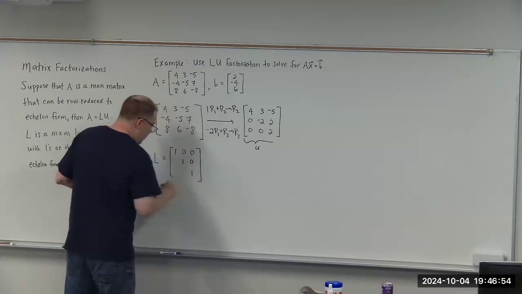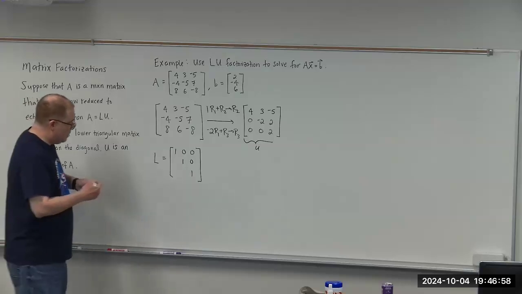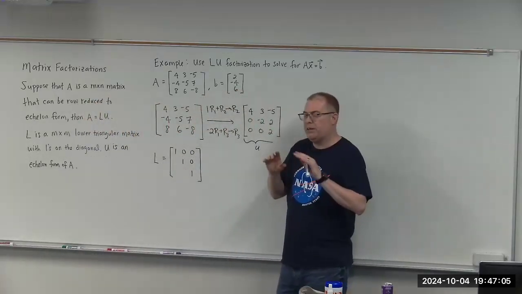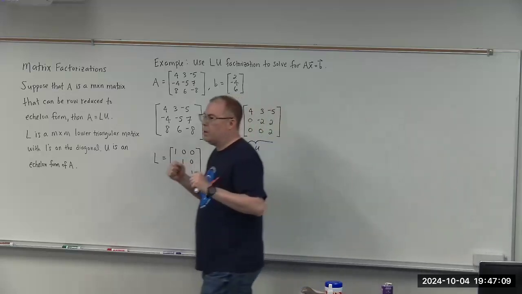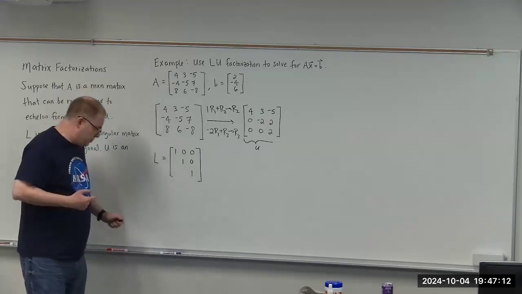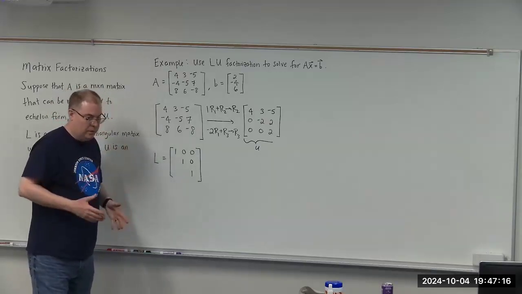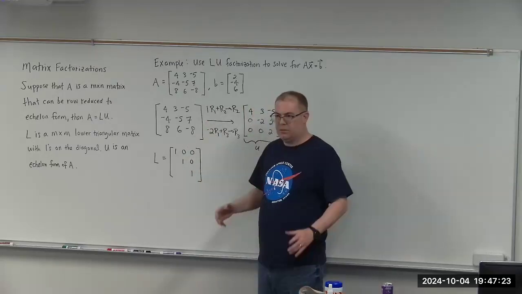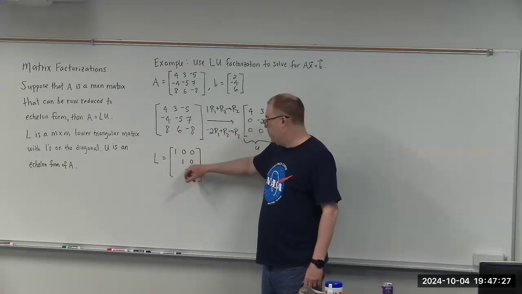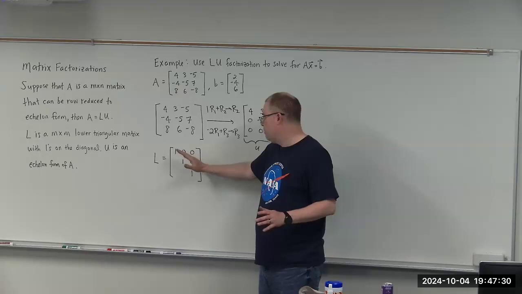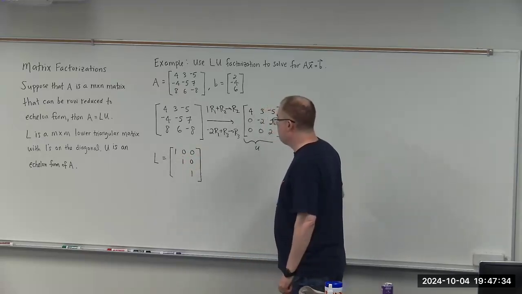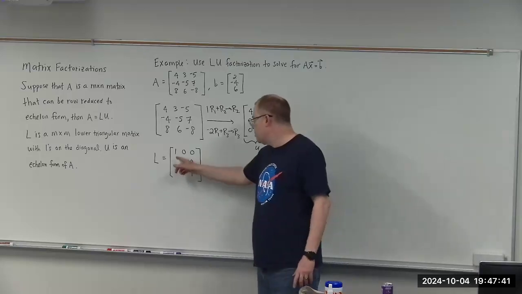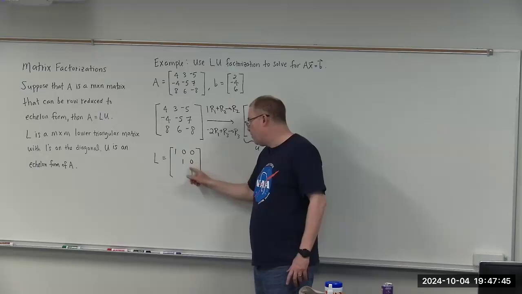There are some other algorithms where these may not necessarily be one. For example, I think in Octave, if you do an LU factorization, there's a way you can do it. I'll show you in another video. Some algorithms will have different values here, but the point is it's still going to be a lower triangular matrix. So for the time being, we're assuming that the entries on the main diagonal of the lower triangular matrix are ones.